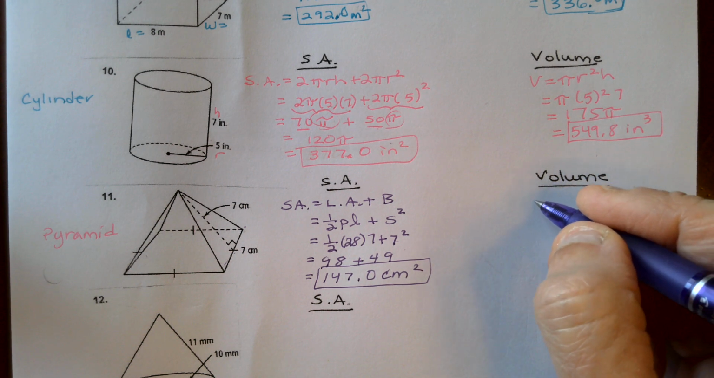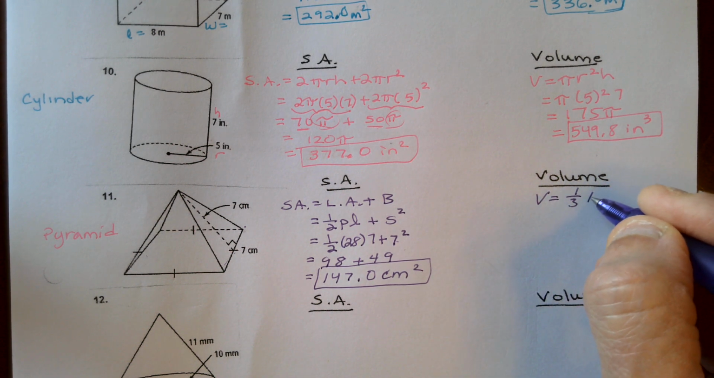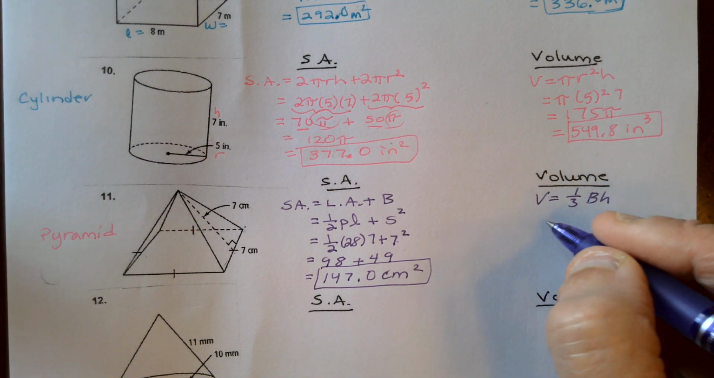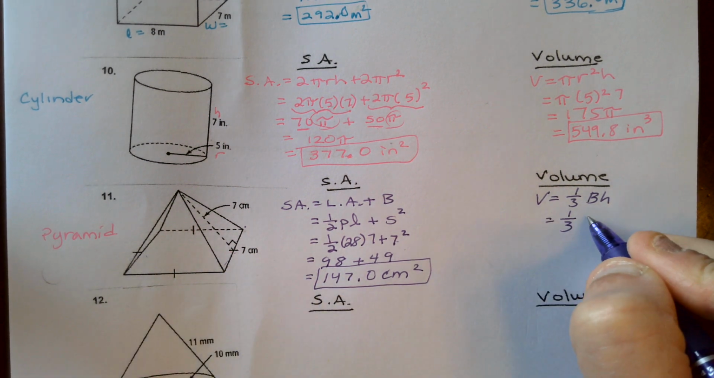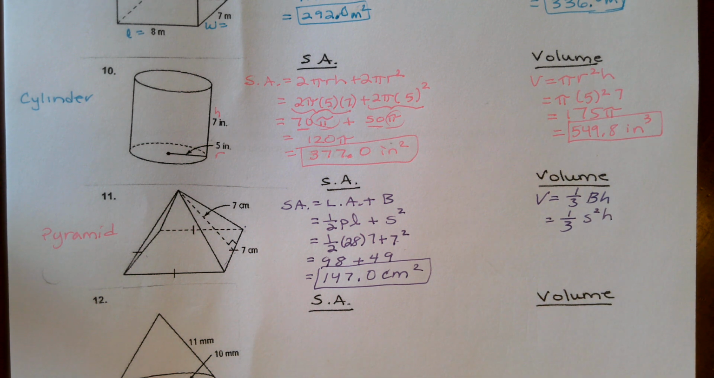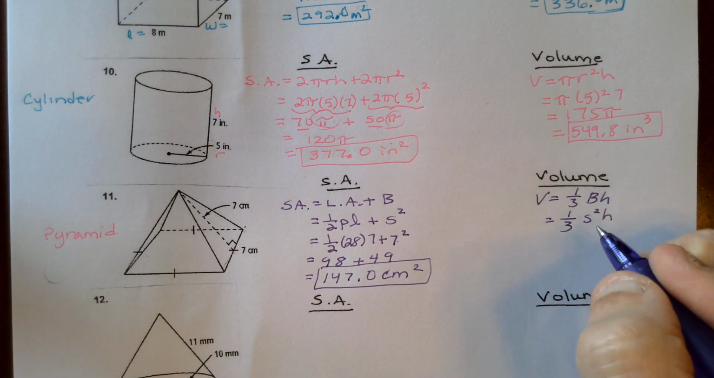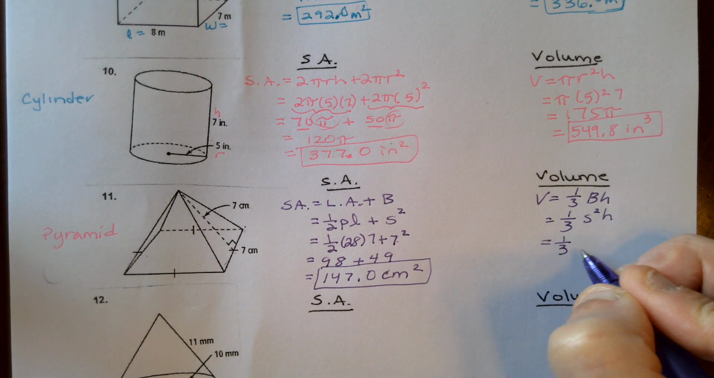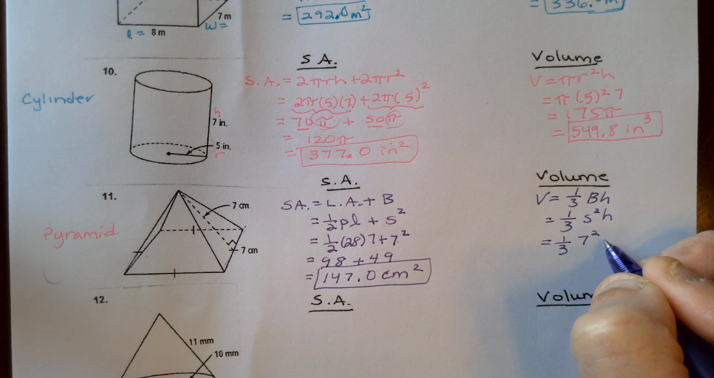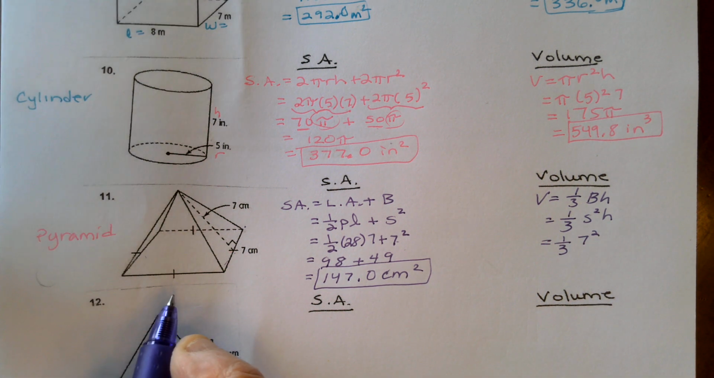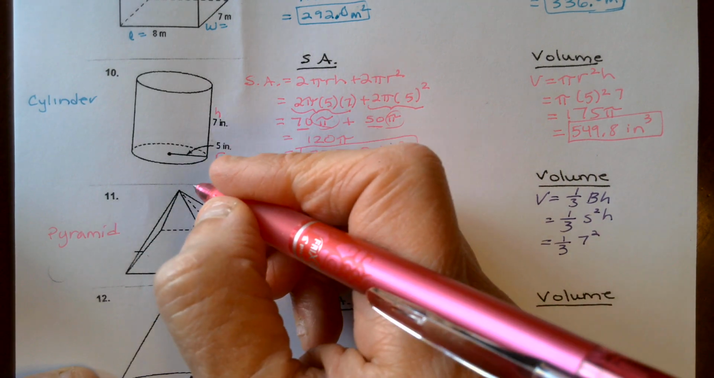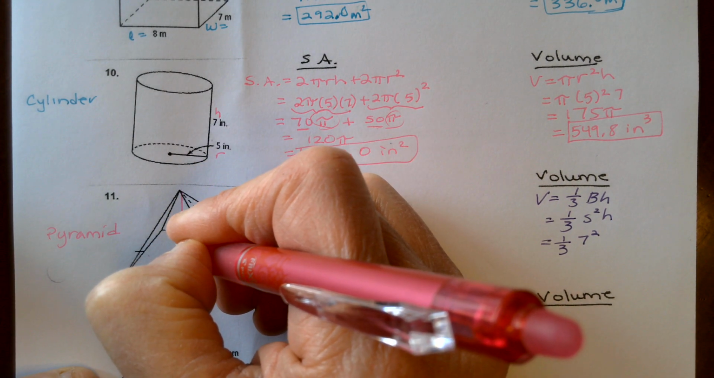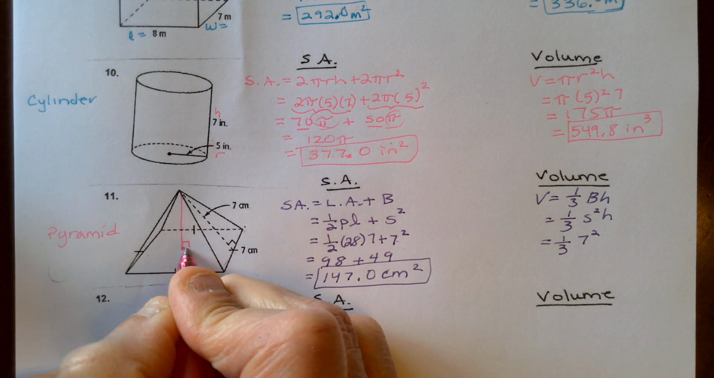Volume. Pyramid. 1/3 capital B base times height. Again, what is the base? It's a square. Area of a square is side squared times height. So 1/3 times 7 squared times height. Do I have height? I do not have the height. Okay, I gotta get it. The height goes straight into the middle and over.